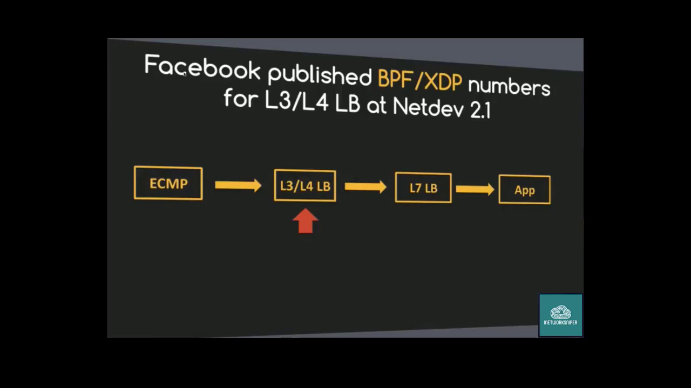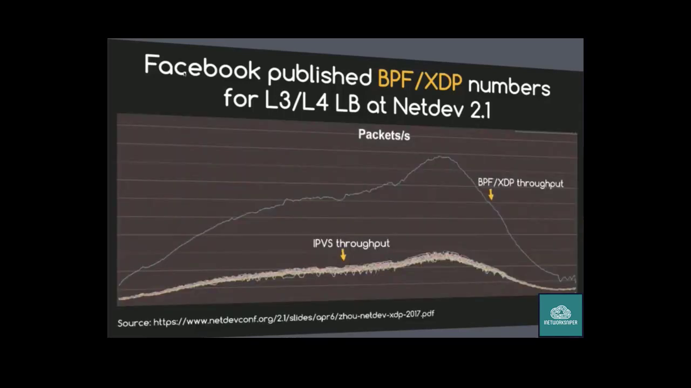So we're talking about this piece here. Between ECMP hardware-based load balancers and the L7 load balancers, they're running an L3, L4 load balancer. And these are the numbers, and the numbers are mind-blowing. The bar below is the IPVS throughput, and the upper bar is the XDP BPF throughput, so packets per second. And there's almost a 10x improvement. This is amazing. Anybody that's been in a networking field knows that 10x improvements don't come every day.